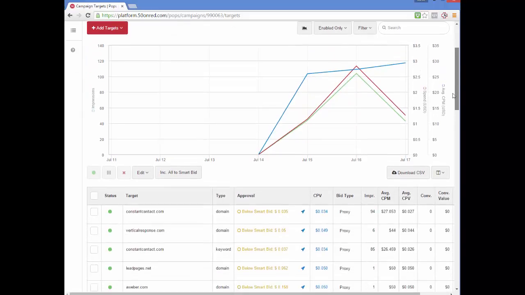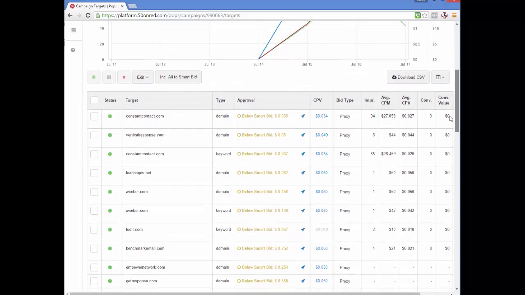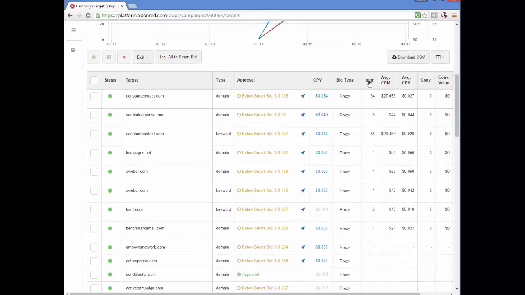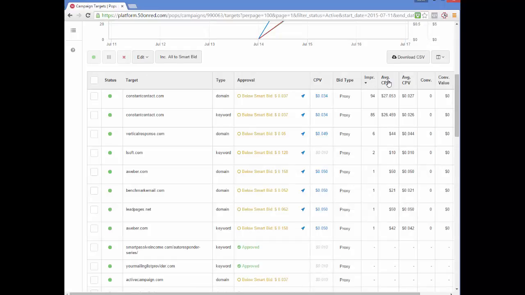As we scroll down, we can see here are our targets and what they've done. Let's sort our targets by their impressions. We see that ConstantContact.com, both the domain and the keyword. Remember, we entered it twice. Domains are where there's only a root URL, and keyword is when it's a long tail URL. Here's smartpassiveincome.com/autoresponder series. That one had to go in as keyword. If you have a root URL like ConstantContact.com, you can enter it as a domain and a keyword. So we have it in 2 places here.